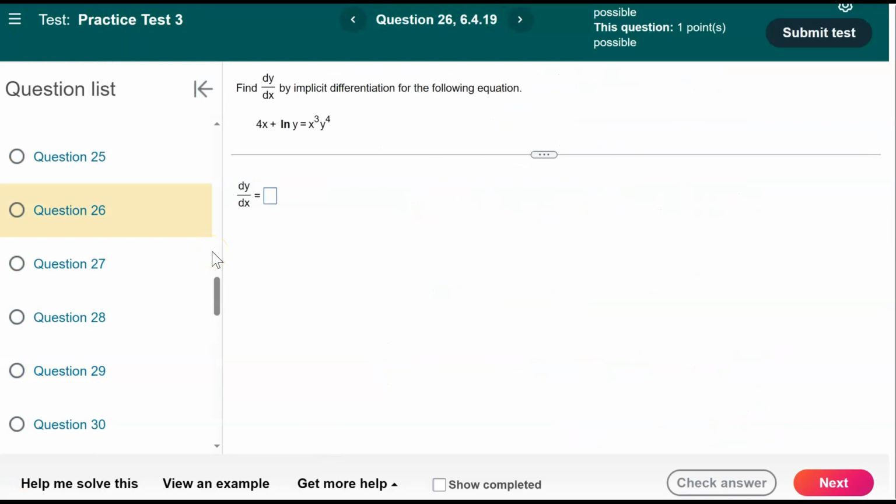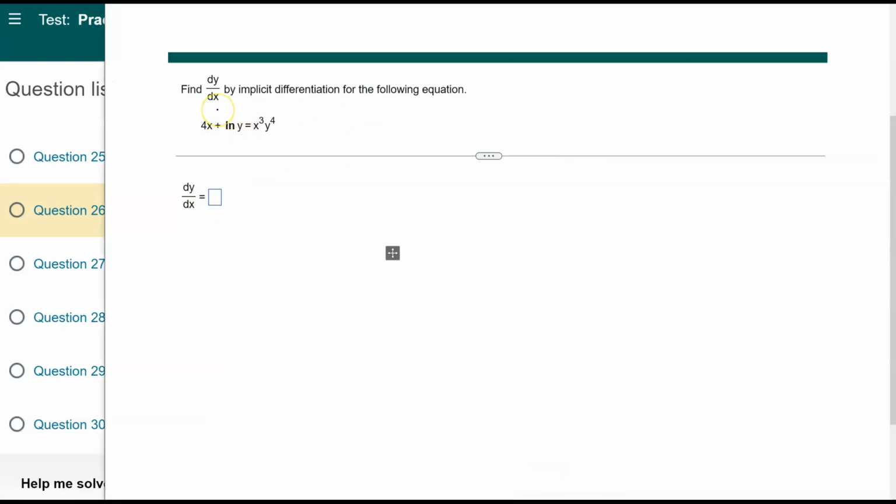Next item, find dy/dx by implicit differentiation for the following equation. So to do this, we are to differentiate both sides of the equation with respect to the variable here, in this case, with respect to x. So we're going to compute the derivative with respect to x of 4x plus ln y is equal to the derivative with respect to x of x cubed y to the fourth.